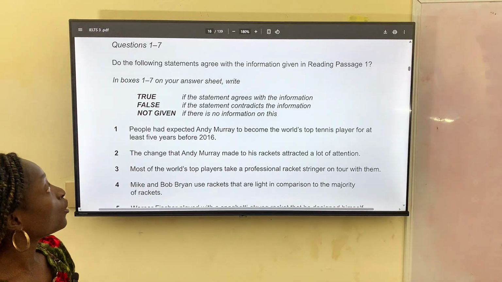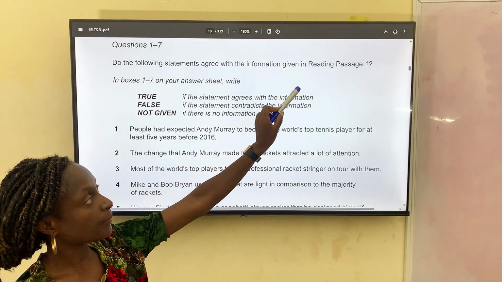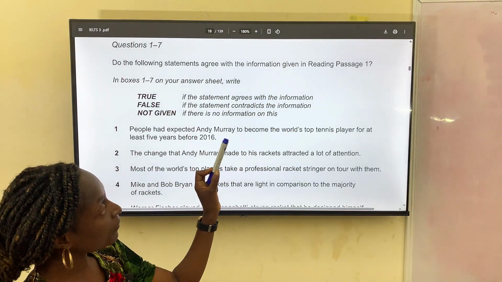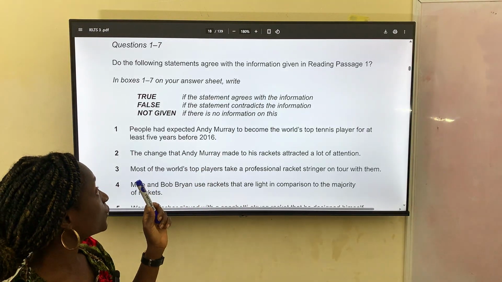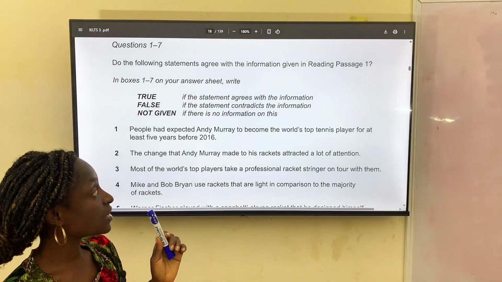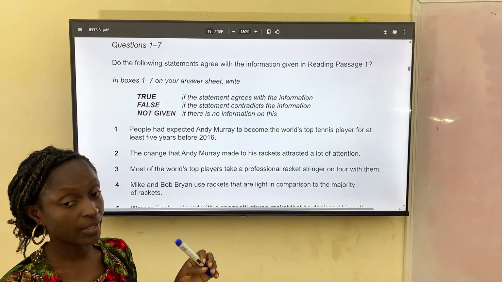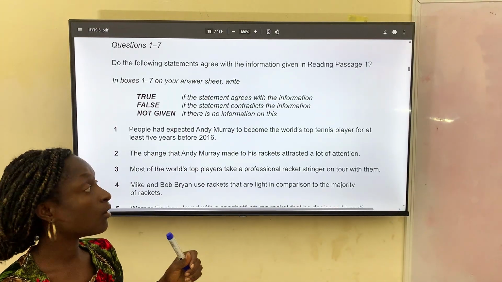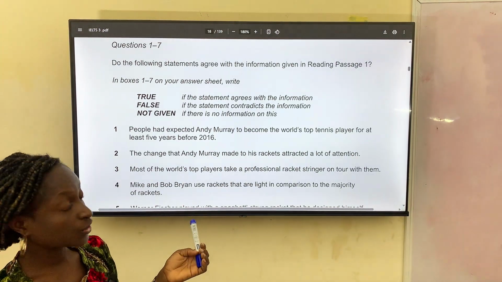Do the following statements agree with information given in reading passage 1? In boxes 1 to 7 on your answer sheet, write true if the statement agrees with information, false if the statement contradicts the information, not given if there is no information on this. Now we have the first question.